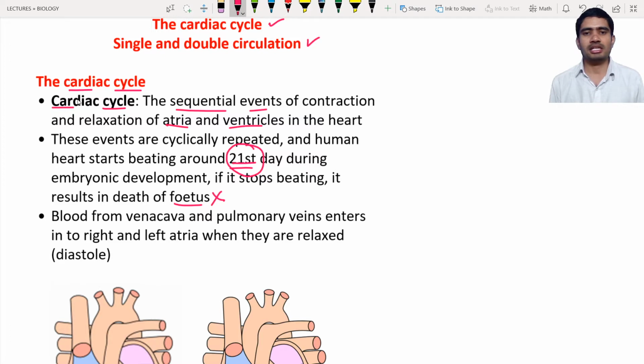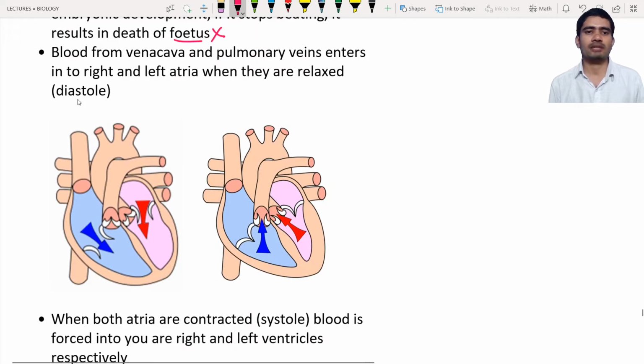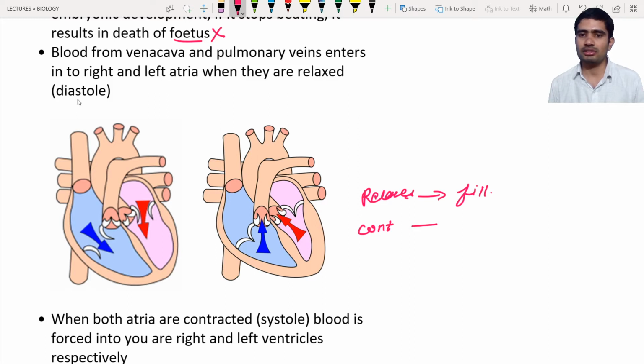First, let us consider that the chambers of the heart are in relaxed condition. We have to remember one important thing: when the chambers are in relaxed condition, they are going to fill with blood. When they are in contracted condition, they will pump the blood out of the chambers.